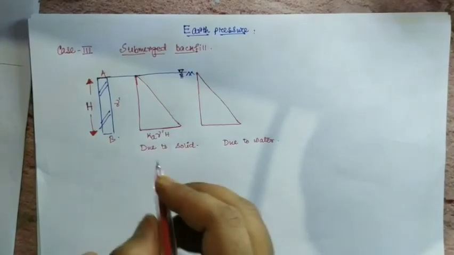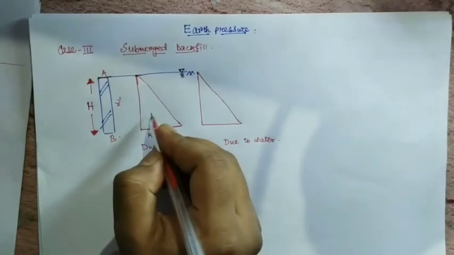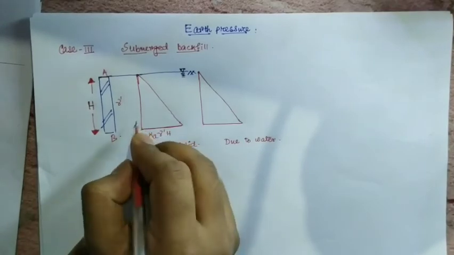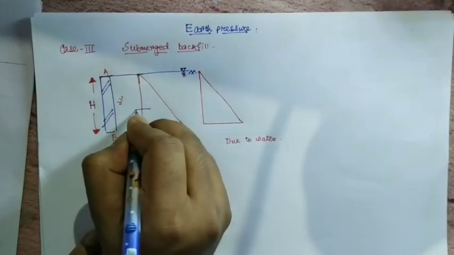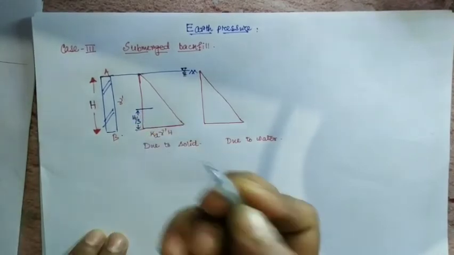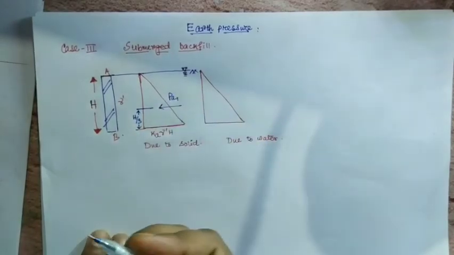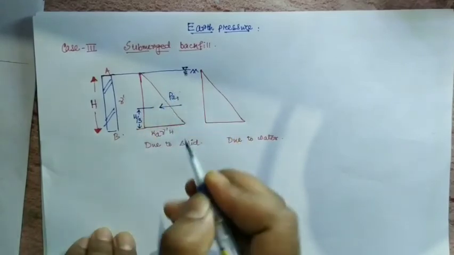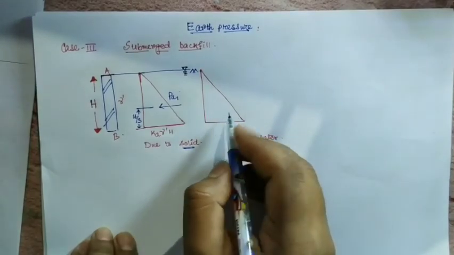Okay, and the total force, that means the thrust, will act at the centroid of the triangle. The centroid is at h/3 height from the base. So you can write here, from the base it will act somewhere like here, h/3 from the bottom. So this is PA1. I am marking it as PA1. This force is from soil solid. And this is the diagram of water, that means due to water.